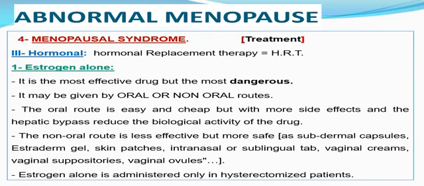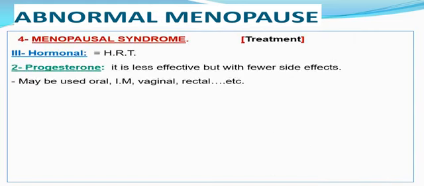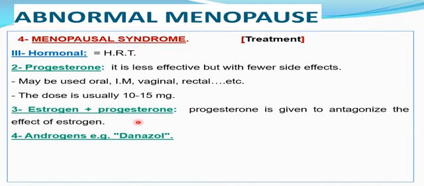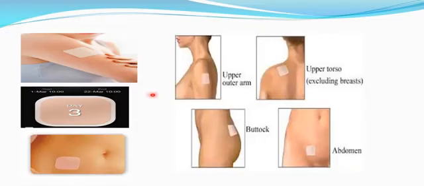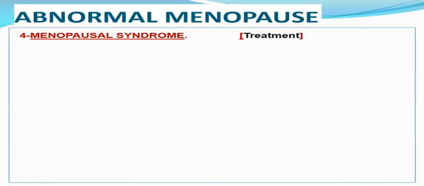So estrogen may be given in combination with progesterone to antagonize the effect of estrogen. Progesterone alone is less effective. Some may advise to give androgen to be turned inside the body into a weak estrogen, but again it has androgenic effects like virilization and masculinization and hirsutism. This is a skin patch of estrogen or estroderm patch.